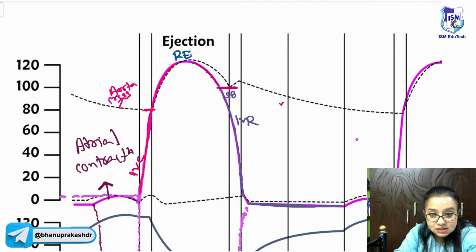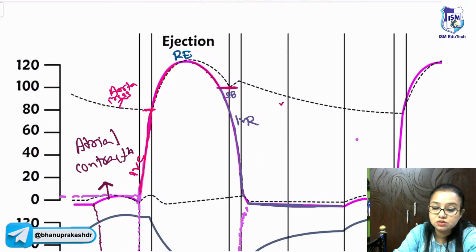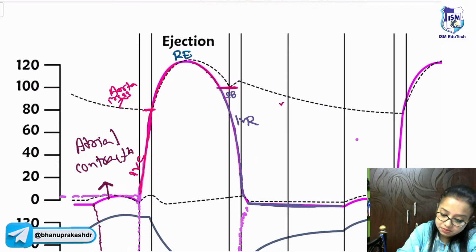Now, at this condition, the semilunar valve still remains closed. So, the blood is now ejected out at a slow phase, which is the slow ejection. So, this phase, the rapid phase plus the slow phase, together makes up the stroke volume.